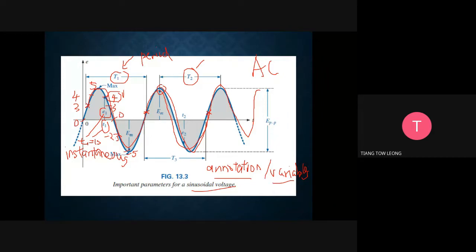We call it instantaneous. For example, let's say I want to take the reading here. So what is the instantaneous voltage? It is maybe negative 4.5 volt. So at that instance, the voltage is that. And then what is EM? EM is the peak value of the EMF, or we call it maximum. And then we have a peak to peak voltage, from this peak to this peak.